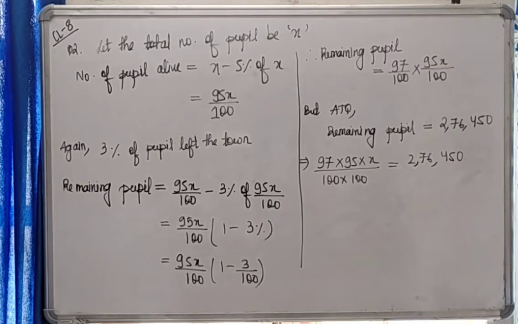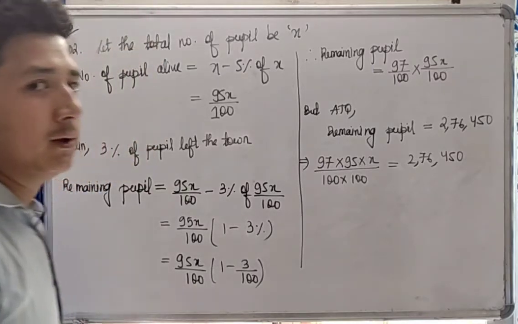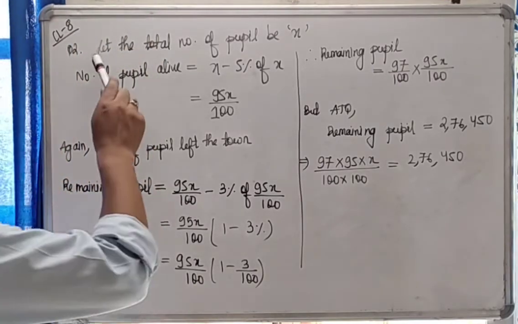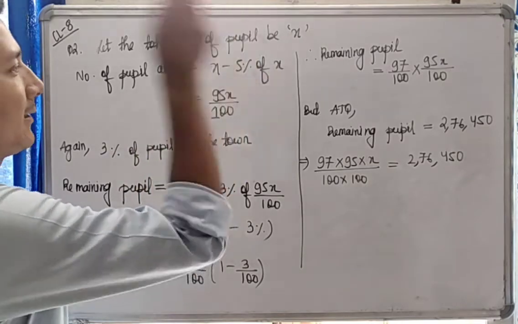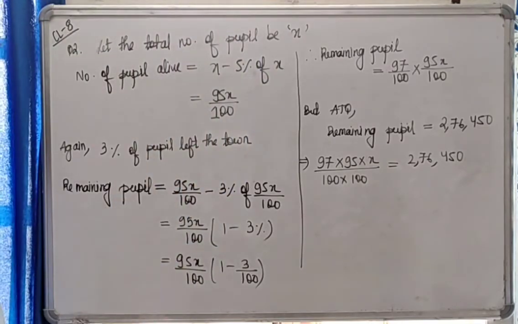The question says 5% of people died due to some diseases and 3% of the remaining left the town, and this much people are still alive in town. Find the original number of people in town. Okay, so we don't know the original number of people, so let us assume the total number of people be x.